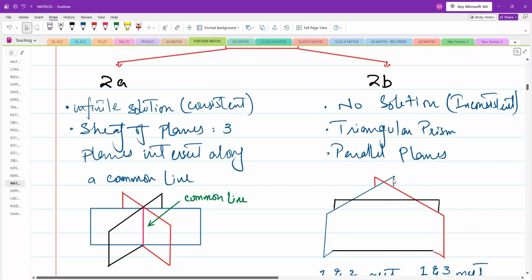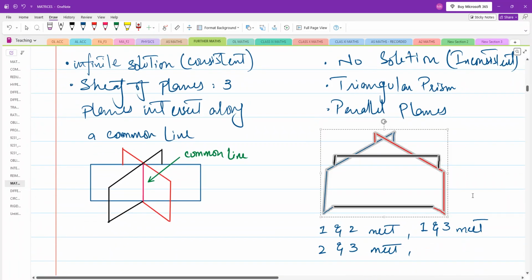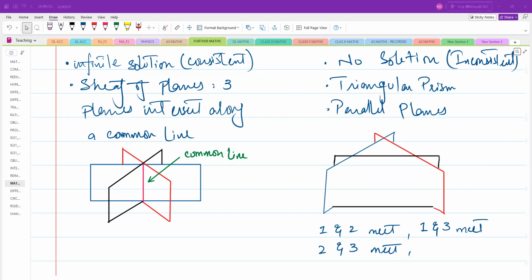Okay, so a triangular prism looks something like this, and the examiner is actually quite nice over here. The examiner says that if you are unable to explain to me the geometrical representation of the three planes, you can draw them, and you will still get the marks. So if you just draw, you could just say the three planes are in a triangular prism and just draw the diagrams, you will still get the full marks if you don't explain the whole thing.